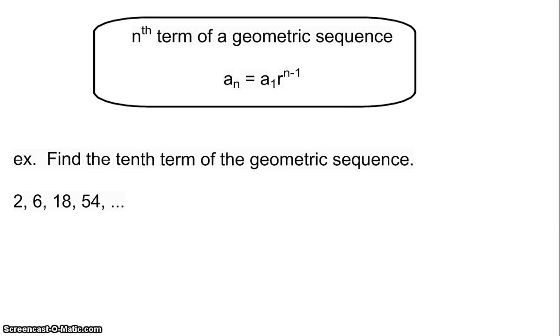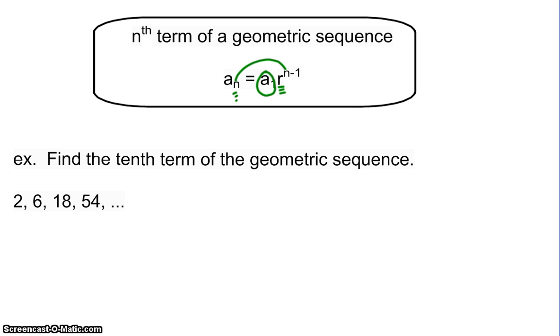And just like in an arithmetic sequence, in a geometric sequence we have a formula that lets us find a specific term within the sequence. In this formula, we need to know what the first term is, what the ratio is, and what numbered term we are talking about.